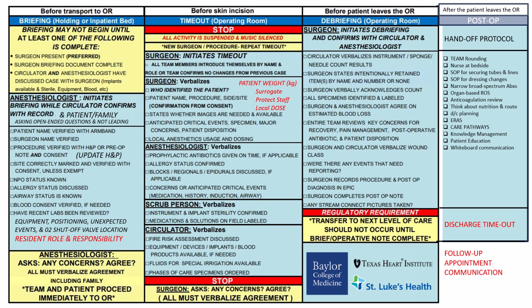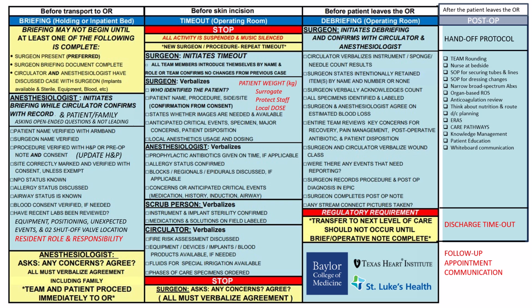We review recent labs. We talk about equipment, positioning, any unexpected events. We review where the oxygen shutoff valve is located and always make sure everyone in the room knows where that will be. We discuss with our resident their role and responsibility within the procedure, what portions we expect them to do, what portions we expect to do, and how we will work together throughout the procedure and what the supervision will be like. We also make sure the anesthesiologist has the opportunity to ask about any concerns they may have and verbalize agreement. And then we also review any other concerns that were expressed by the patient or the family.